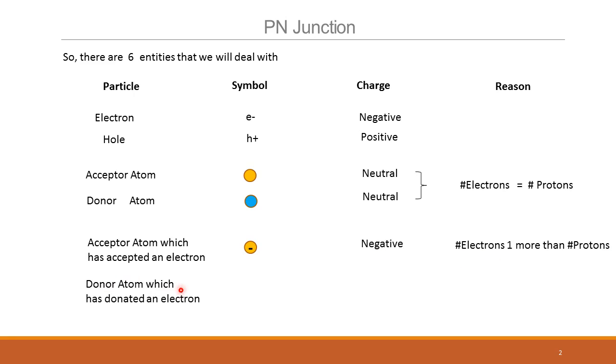In the same way, a donor atom which has donated an electron will be positively charged. So we'll put a positive sign here. It will be positively charged because the number of protons is more than the number of electrons. Okay? One electron has gone away somewhere. So the electrons are reduced by one, but the protons are the same. So protons are 1 more than the electrons.